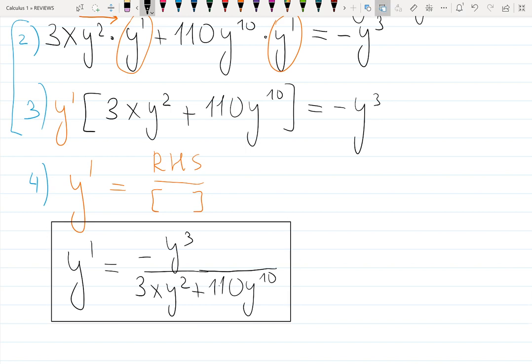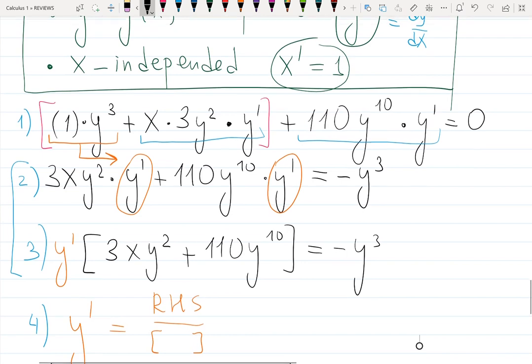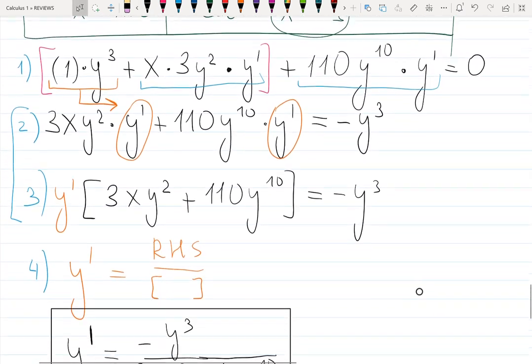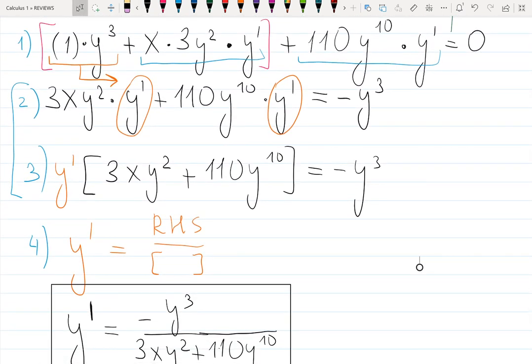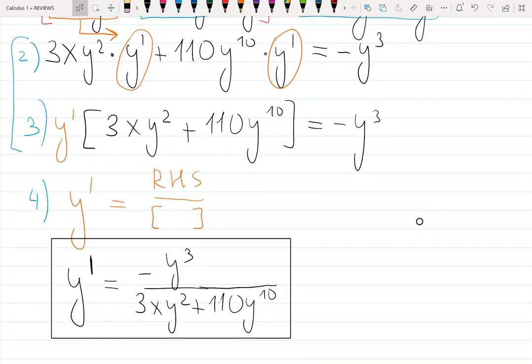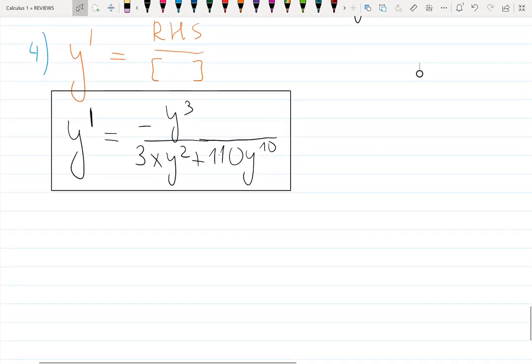Was it fast for you? Did you catch up when you did it yourself? Are you fluent with all those products and quotients and so on when you do implicit differentiation? Put a fat star if you're not and watch other videos with implicit differentiation. I promise you, if you do it several times, you become very good at it.